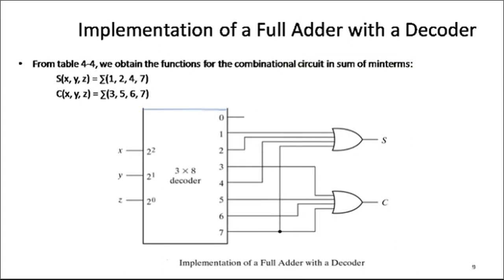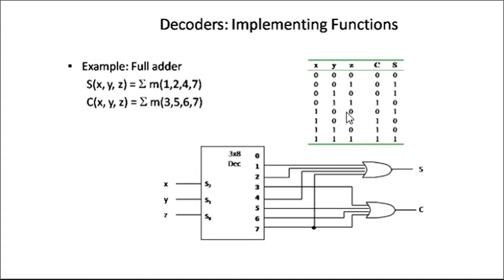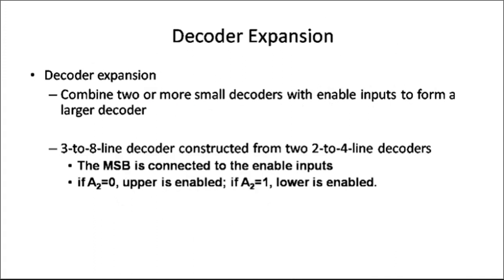Okay, so these are the same diagram, function, and their truth tables are defined. Now decoder expansion. Decoder expansion: combining 2 or more small decoders with enable input to form a larger decoder. So a 3 to 8 line decoder constructed from two 2 to 4 line decoders. Means what? We have the 2 to 4 line decoder, and we want to build a 3 to 8 line decoder. So what is the technique to implement this 3 to 8 line decoder?